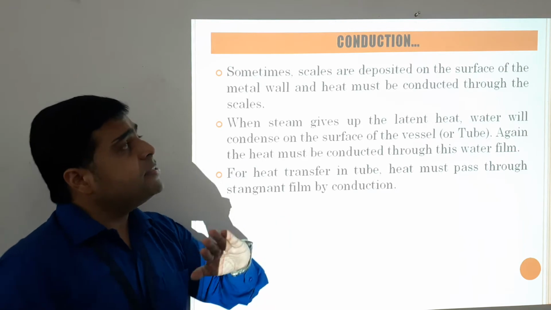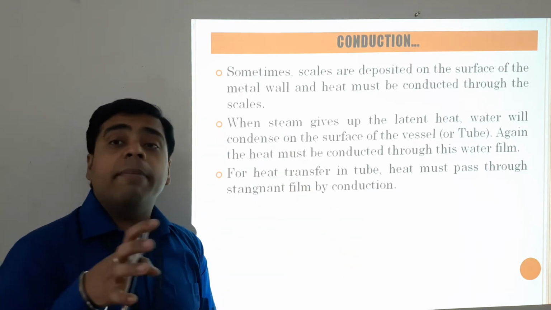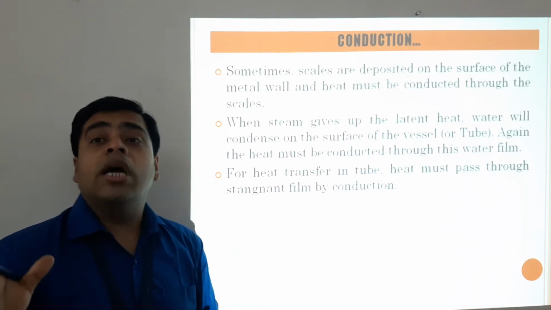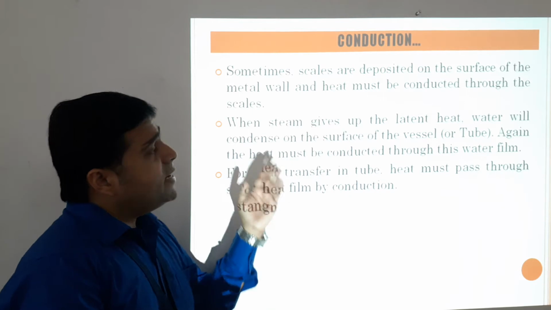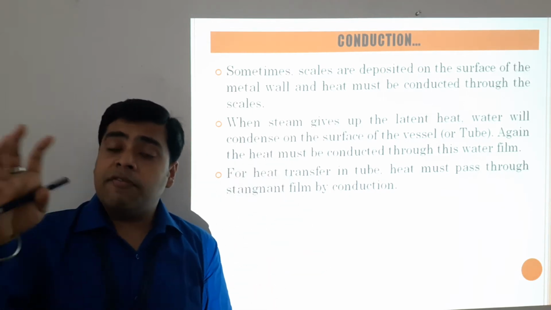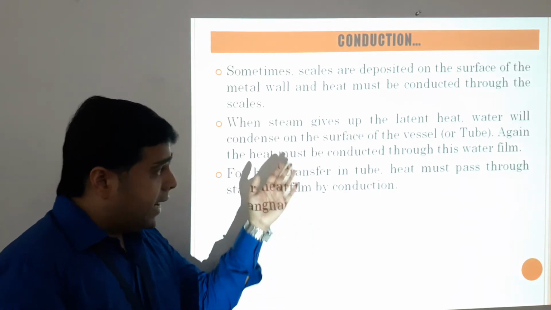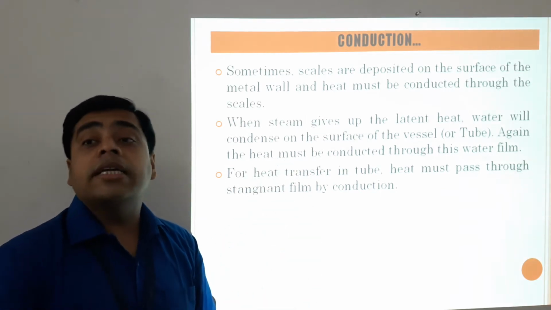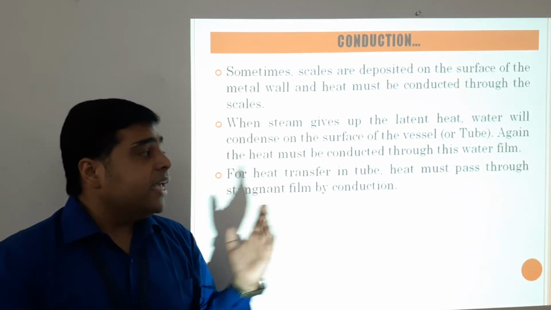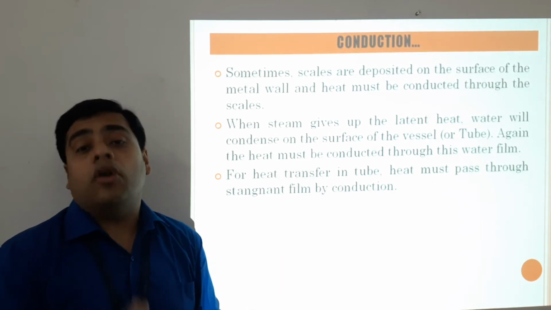Now sometimes some scale formation also occurs. These scales are deposited on the surface of the metal wall and heat must be conducted through the scales. Now when steam gives up the latent heat, the water will condense on the surface of the vessel or on the surface of the tube, and again the heat must be conducted through this water film, and for heat transfer in the tube, heat must pass through any stagnant film by conduction as well.